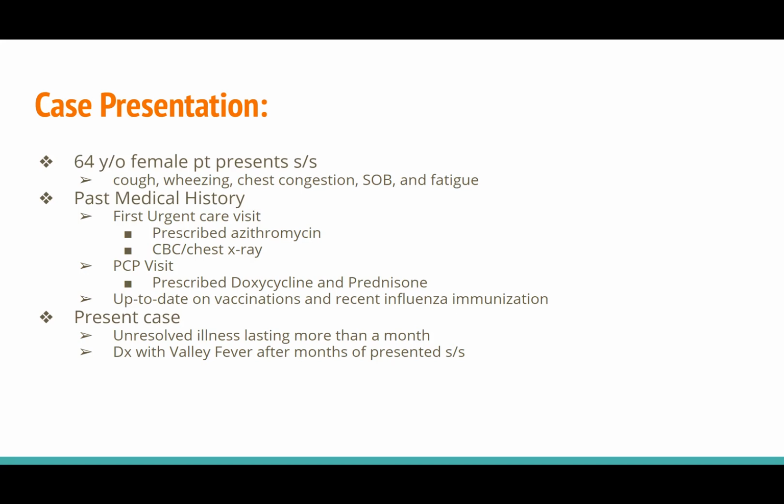So she went to urgent care. A diagnostic test included a CBC and a chest x-ray. The chest x-ray showed a right lobular infiltrate. She was prescribed azithromycin, but her symptoms continued. She then returned 2 weeks later to her primary care physician and was given doxycycline and prednisone, but there were no signs of fever. In addition, her symptoms did not go away, and later on, she was diagnosed with coccidioidomycosis.